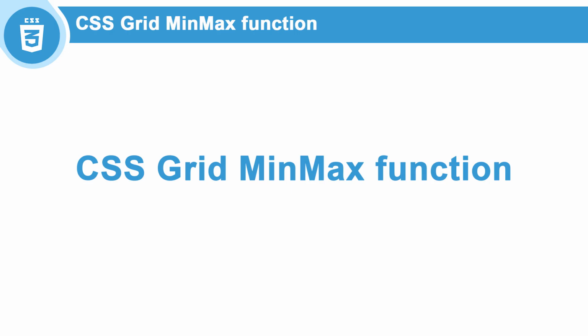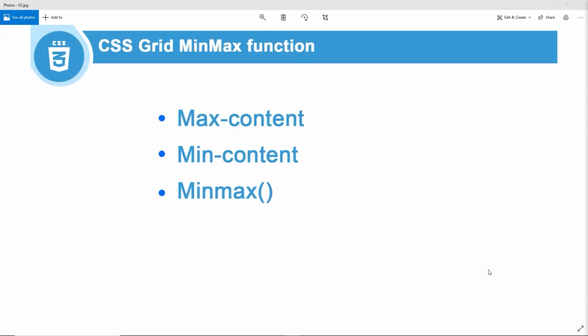Now let's talk about the CSS Grid minmax function. Using this function, we can dynamically change rows and columns height. In this tutorial, we are going to learn 2 other values besides minmax. First one is max-content and second one is min-content. So let's see how we can change height and width dynamically.